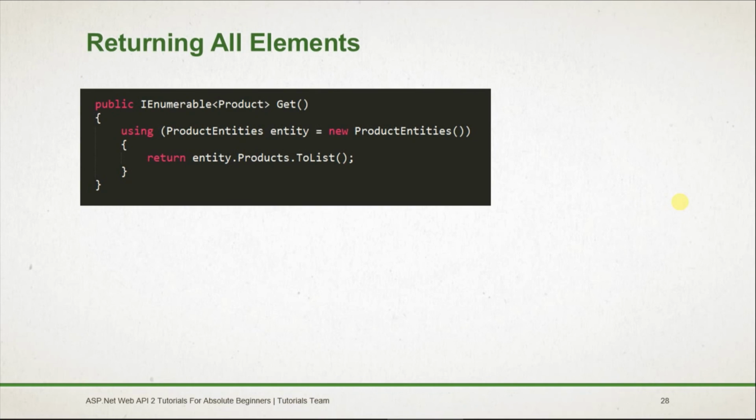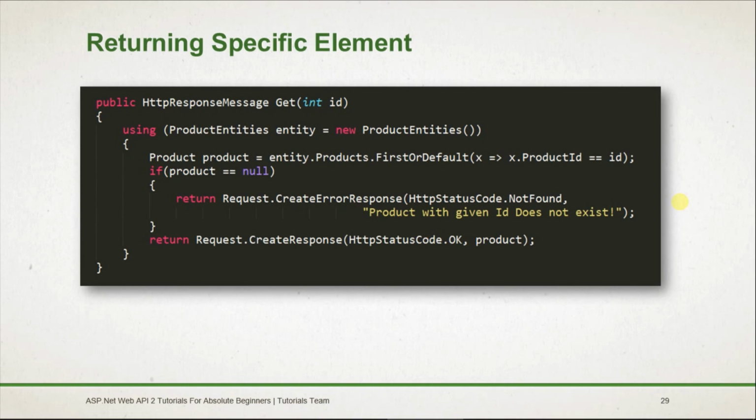Here is a code for returning all of the elements from the entity, and here is a code for returning the data for the specific ID.